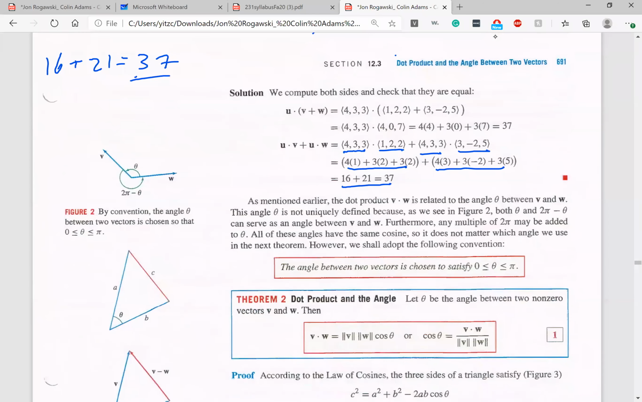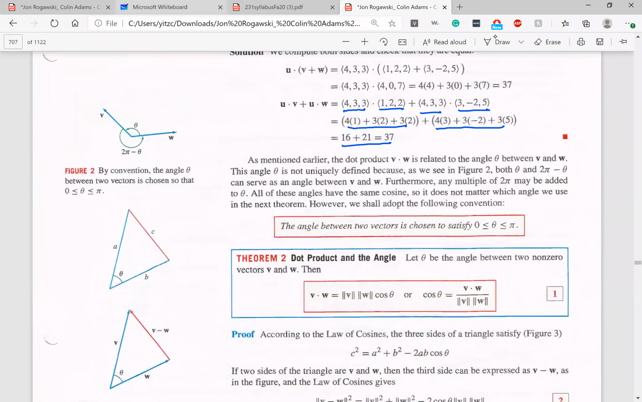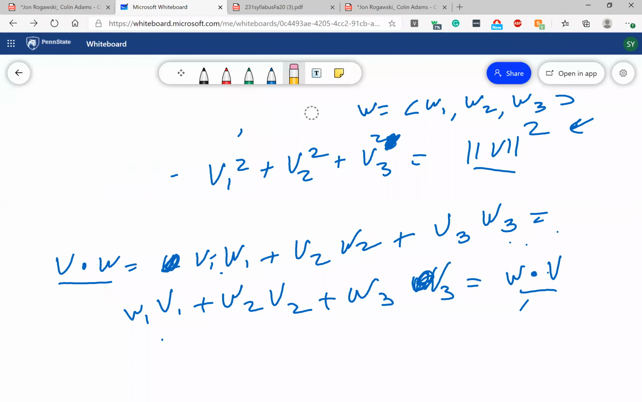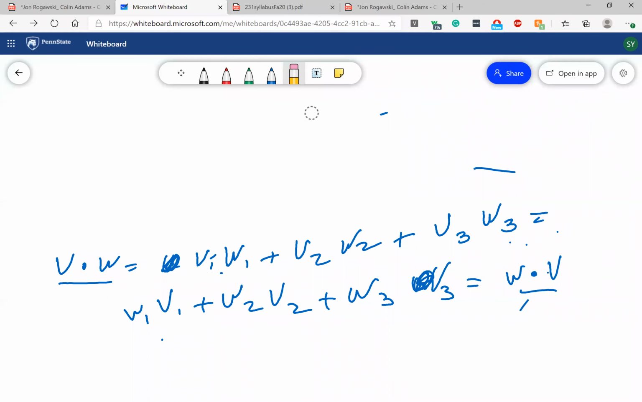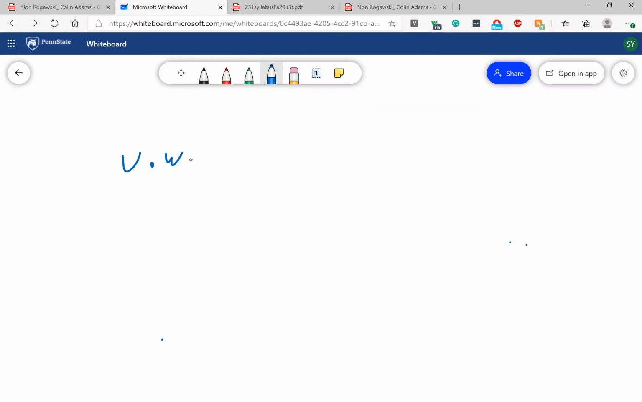Fine. One very important thing that we can do with the dot product is find the angle between two vectors. So let's first start with the following equation, and I'm going to show you how to prove it in a minute. But there's an equation that says that v dotted with w is equal to the magnitude of v times the magnitude of w times cosine of the angle between these two vectors.